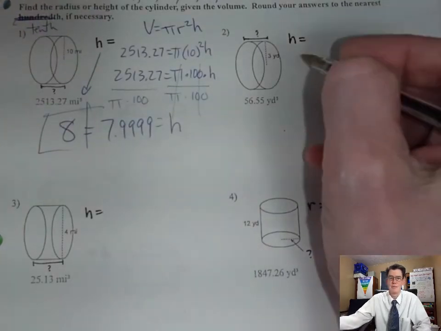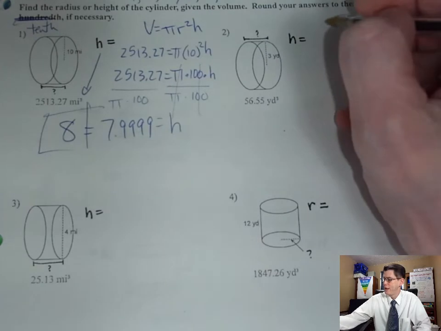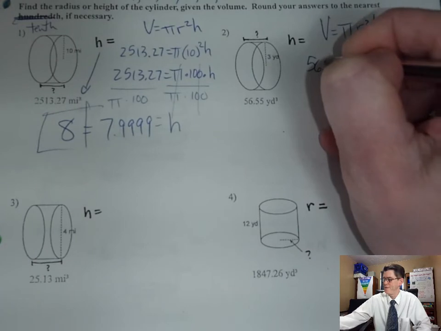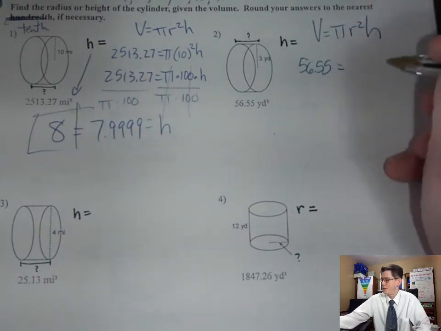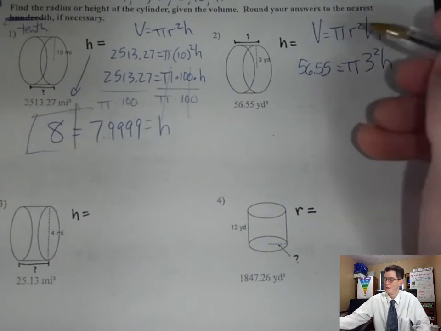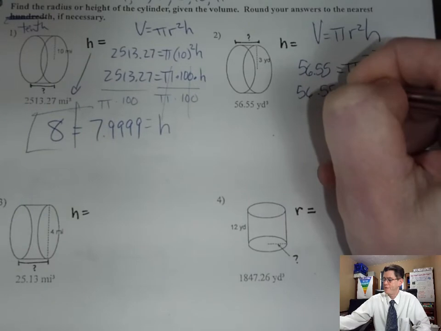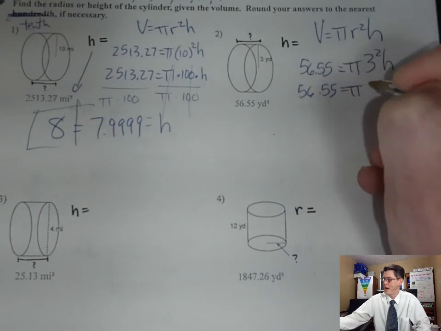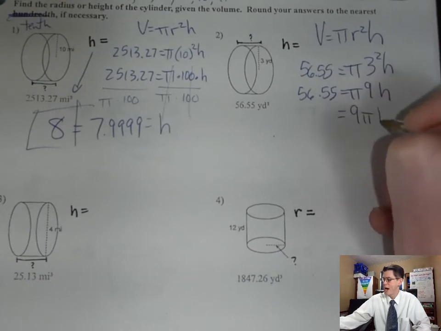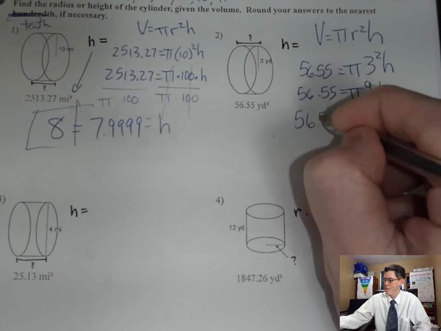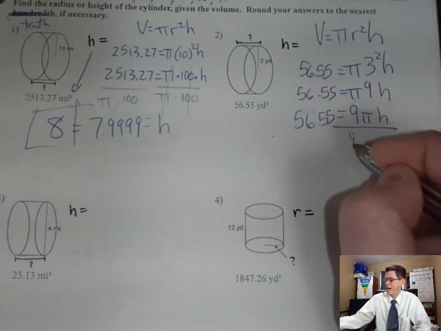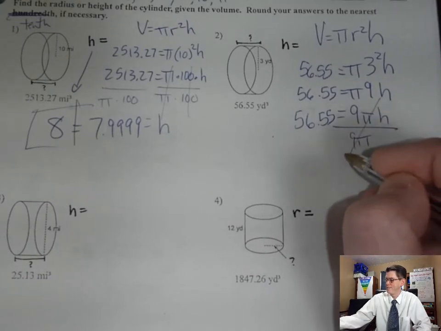For example, number 2, exact same concept as number 1. Volume is pi r squared times the height. So 56.55 is pi times the radius squared times height. And so 56.55 is pi times 9 times height. Or as you'll see it written in high school a lot, 9 pi h. Math is commutative. You can write them in the opposite order. And then just divide 9 pi off of h, so that goes to 1.